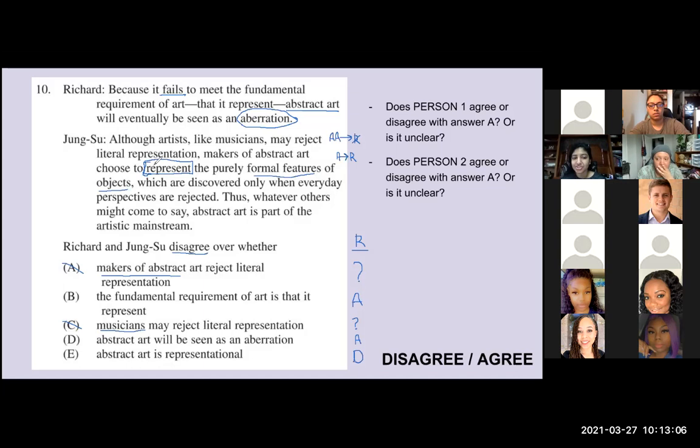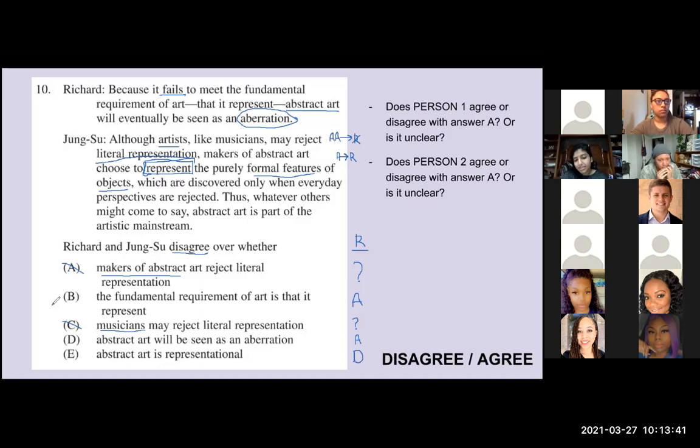The word represent does show up here. Jung-soo is saying, well, makers of abstract art choose to represent. So he's saying there is some sort of representation in there. It's just of the really formal features of objects. And Jung-soo is also saying artists may reject literal representation, right? So they might choose to reject a certain way of representing, but they're representing things in a different way, is what Jung-soo is saying. So understanding that, let's look back at B, D, and E.